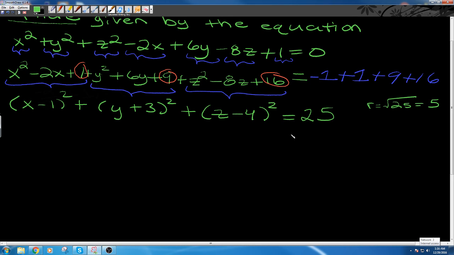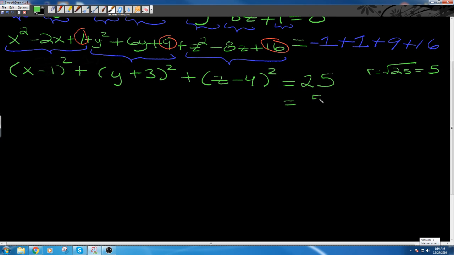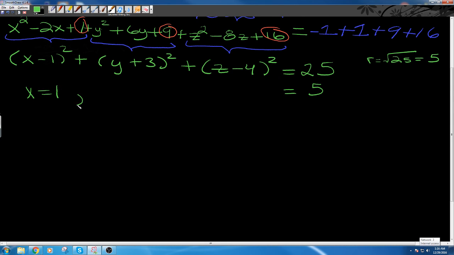Okay, so this is going to equal 5, and here we're just going to solve for these. So we're going to see that x equals 1, y equals negative 3. Again, I'm just setting these equal to 0 and solving. z equals 4. And we know r equals 5.